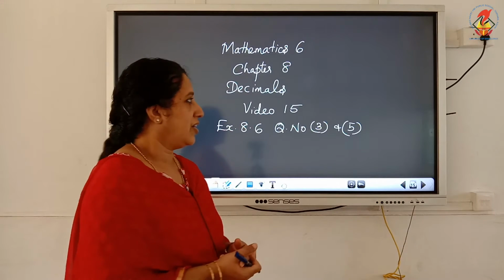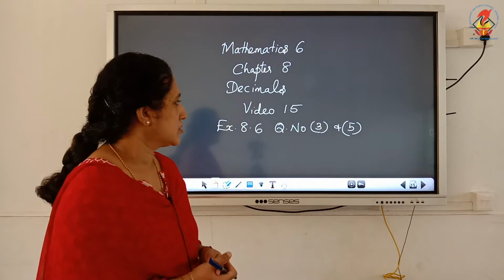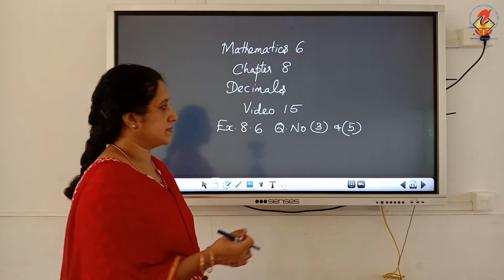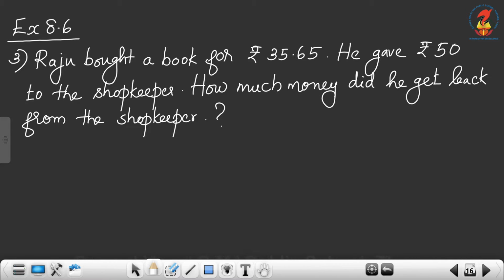Hello children, our next topic is word problems related to subtraction. So exercise 8.6. Question number 3. Raju bought a book for rupees 35.65. He gave rupees 50 to the shopkeeper. How much money did he get back from the shopkeeper?